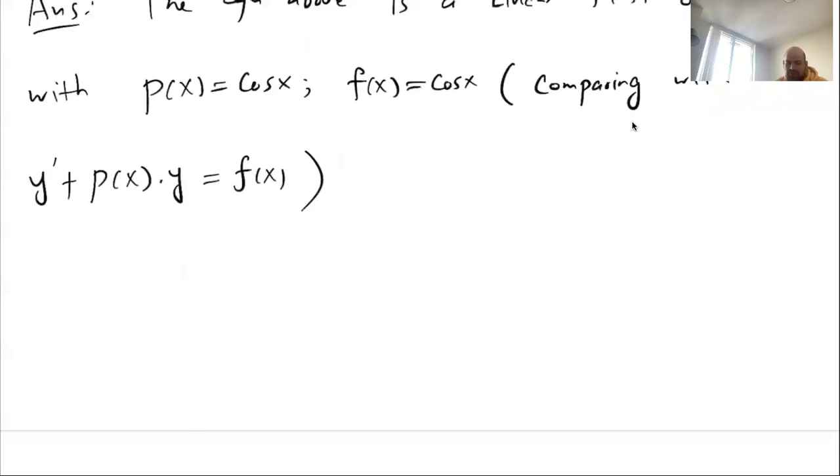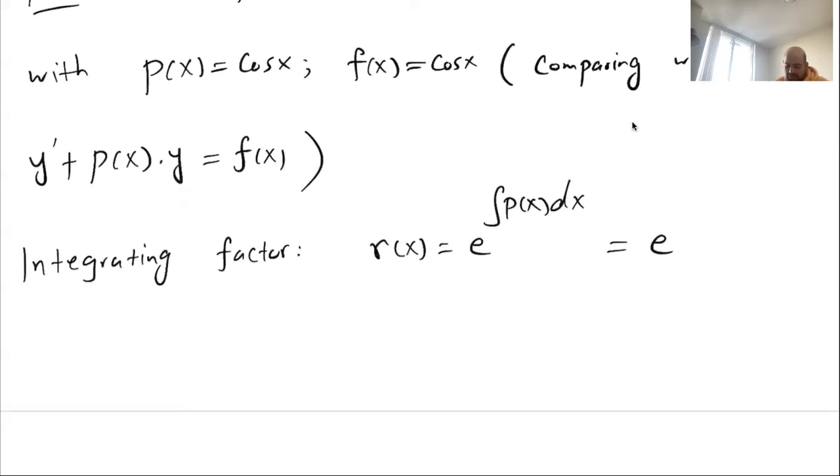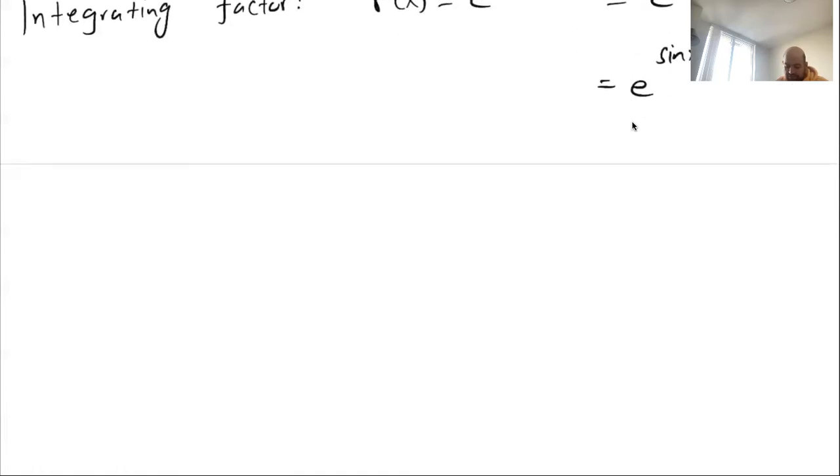So the integrating factor, you just need to follow the steps that we just explained for solving linear first order ODE. First, we need to find the integrating factor r of x. Integrating factor will be r of x equals e to power integral p of x dx, which will be e to power integral cos x dx, and that's e to power sine x. So this is r of x, e to power sine x.